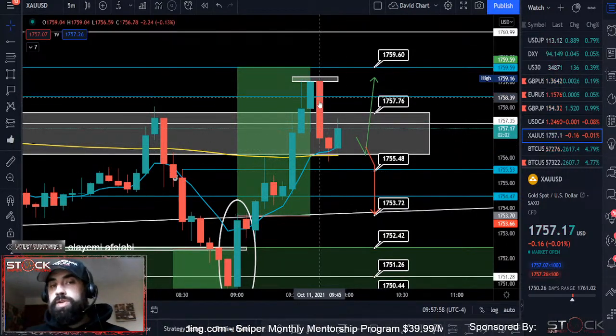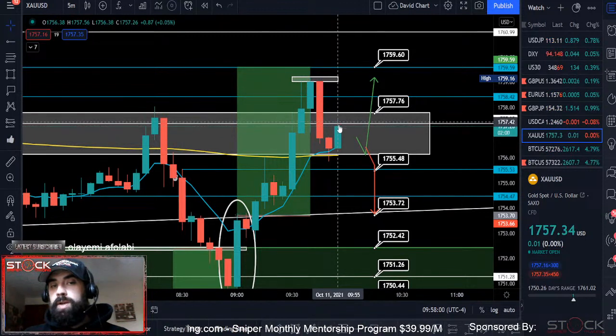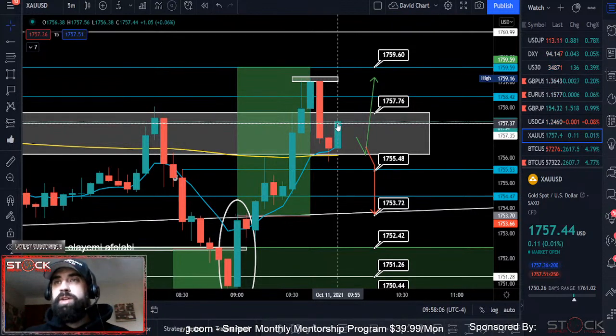Okay, so look at gold now. You can see it's starting in that top wick. Okay, we got to wait and see here because it's getting rejected at that 1757 mark.